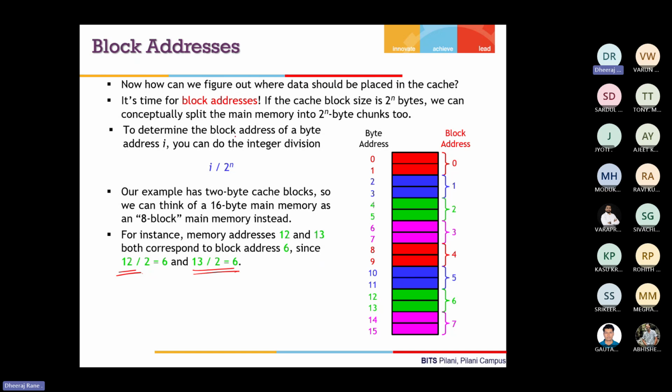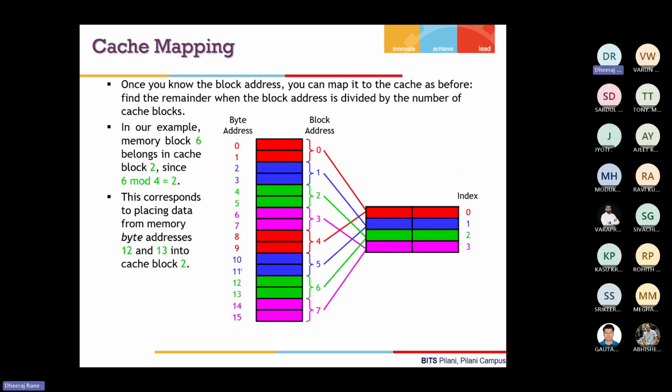So ultimately, to determine the block address of byte address I, again we will be doing the same thing, that is I divided by 2 to the power n. Say memory blocks 12 and 13 both correspond to block address 6. So whenever moved, they will be moved in a pair, because both of the modulus is 6. We will see with a numerical.